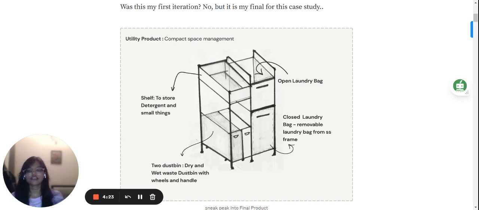So what we'll do, we can shift this anywhere. You don't need a wall, you don't need any kind of support with it. You can just move it here and there. And even that, I have given some iterations like an open laundry bag, a closed laundry bag, and a dustbin with wheels and handles.